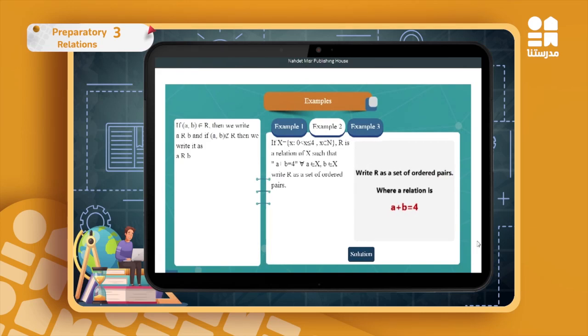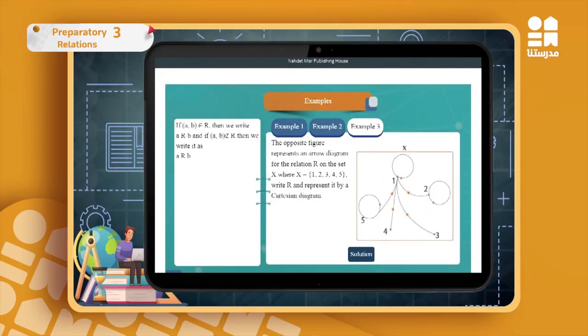If x is the set of numbers x where x is greater than 0 and less than or equal to 4, R is a relation on x such that a plus b equals 4. For every a belongs to x, b belongs to x, write R as a set of ordered pairs. وطبعا قبل ما ابدا الحل بقول ان الاكس 1 and 2 and 3 and 4, greater than 0 and less than or equal 4. After that, add them.